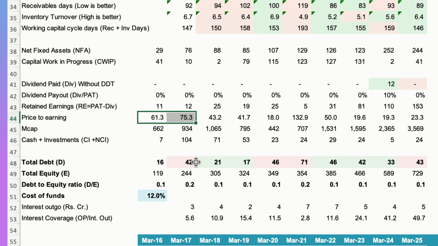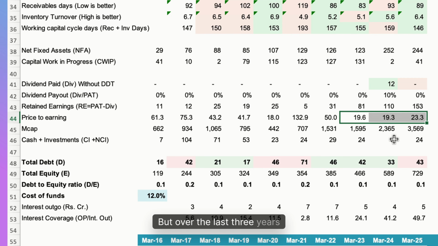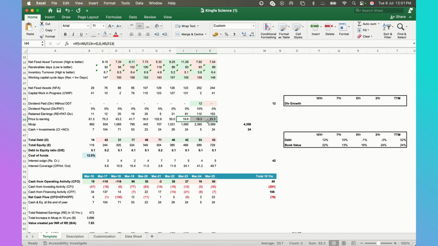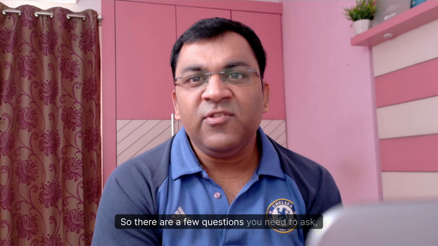Initially, it was pretty expensive, especially in the heydays of 2016 and 2017. And then things corrected for a while before COVID came in and kind of lopsided the numbers completely. But over the last 3 years, you can see that the P/E ratio has been consistently around the 20 mark. Now, 20 isn't a big number. It's a pretty reasonable number to have, but then you've got to understand what exactly this company is into, what's the business model, what are the growth plans of this company, how they're allocating their capital, are they doing it prudently, etc. So there are a few questions you need to ask, but it does come because there's a shortlisted list.